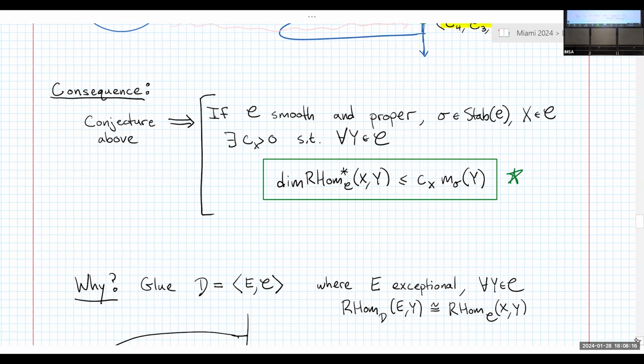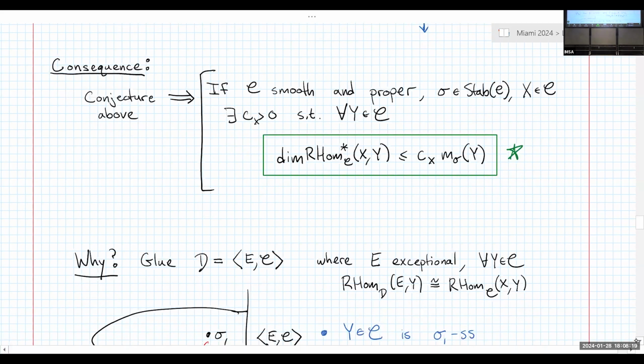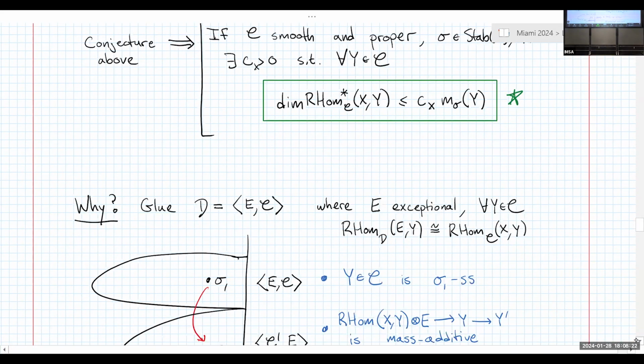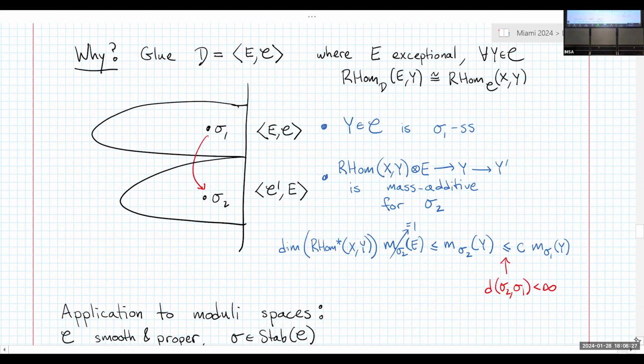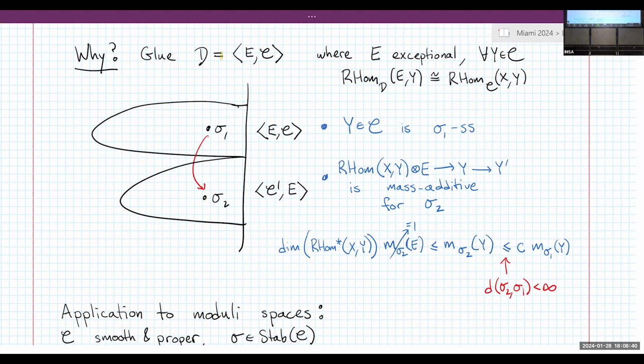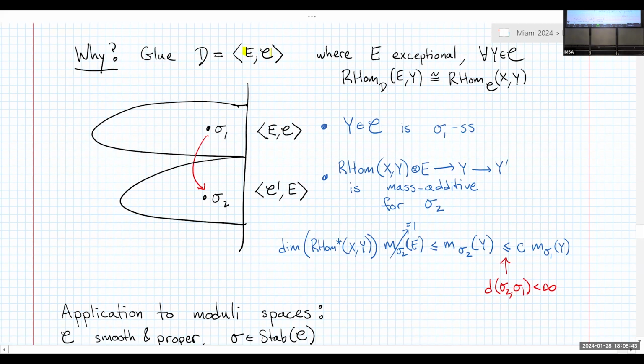So why would this follow from the manifold with corners conjecture? It's kind of a cute argument. If you have a smooth and proper category C and an object, you can form a new one by a gluing construction. I've already mentioned gluing for stability conditions, but you can also glue categories, and you get a bigger category D that has a single exceptional object and a factor that looks like C. And the gluing data says that the RHoms from the exceptional object to any object in C are just the RHoms from X to Y in C.